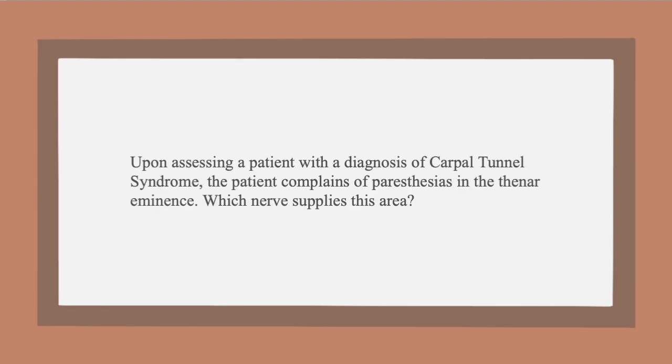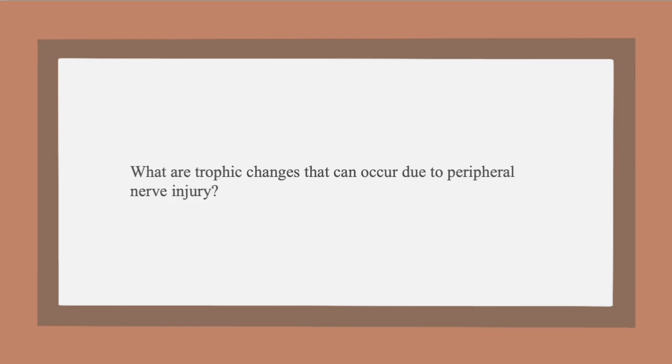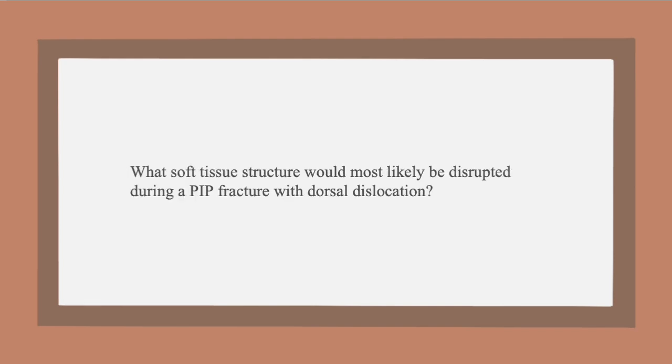So this patient has a diagnosis of carpal tunnel syndrome, but they are complaining of paresthesias in their thenar eminence. The nerve that supplies the thenar eminence is the palmar cutaneous nerve. So trophic changes that can occur with peripheral nerve injury. You're thinking skin, so that would be probably skin texture, maybe some atrophy of the fingertips, changes in the nail beds, hair growth, slower skin healing, just to name a few. The soft tissue structure that would most likely be disrupted during a PIP fracture with a dorsal dislocation is going to be the volar plate.